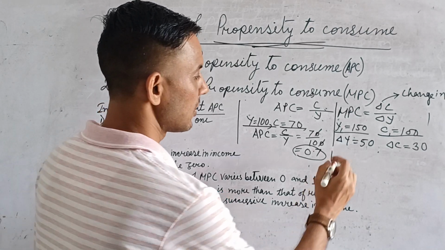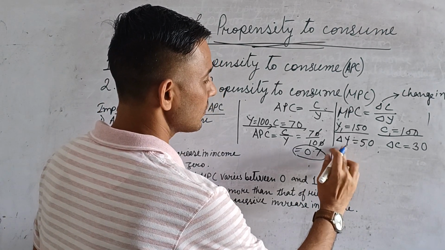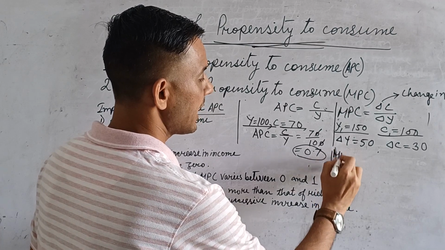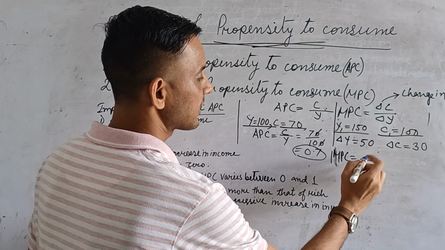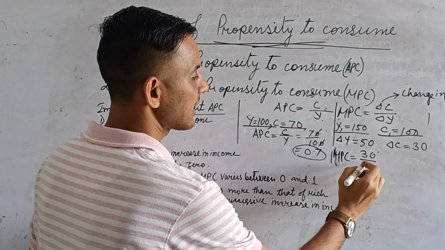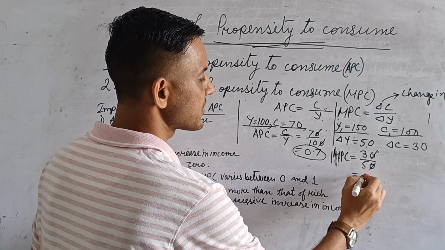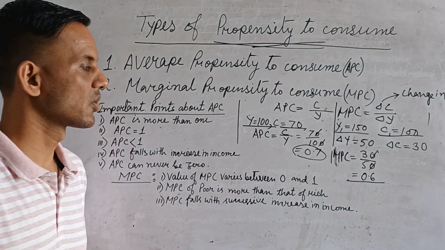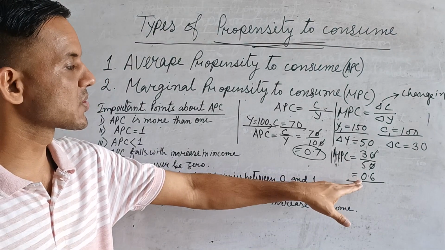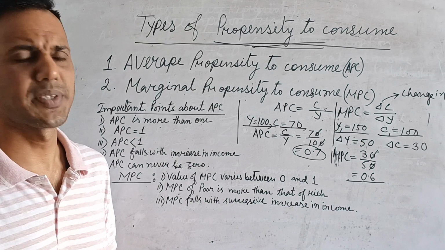Now use the formula. MPC is equal to delta C, which is 30, divided by delta Y, which is 50. That means 0.6. So your marginal propensity to consume is 0.6. Very simple.